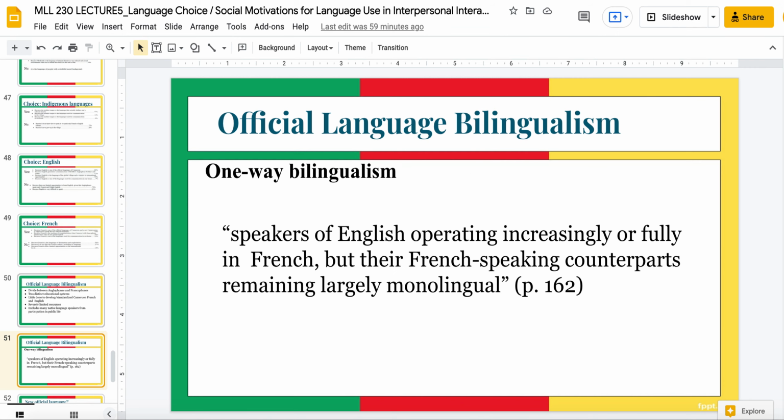So we call this one-way bilingualism: speakers of English operating increasingly or fully in French, but the French-speaking counterparts remaining largely monolingual. So if you're an English speaker, you're learning French, you're speaking French. Of course, you can find the ties to its colonial past. But if you grew up French, then you're not really learning English. You're mostly speaking Cam Franglais if you're young, or French.